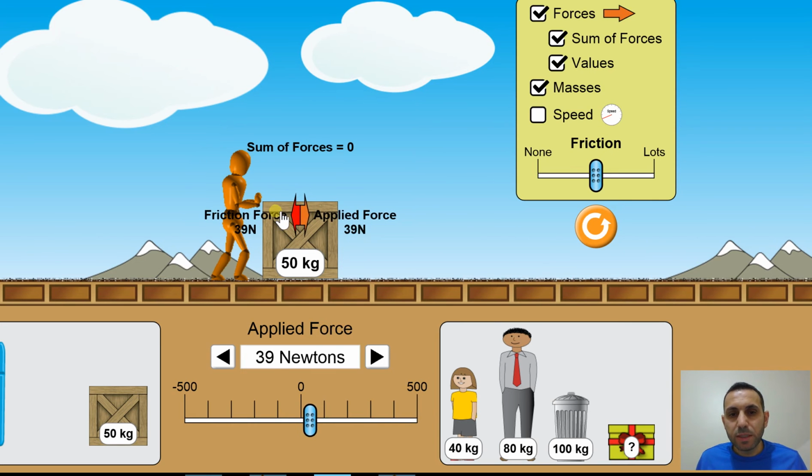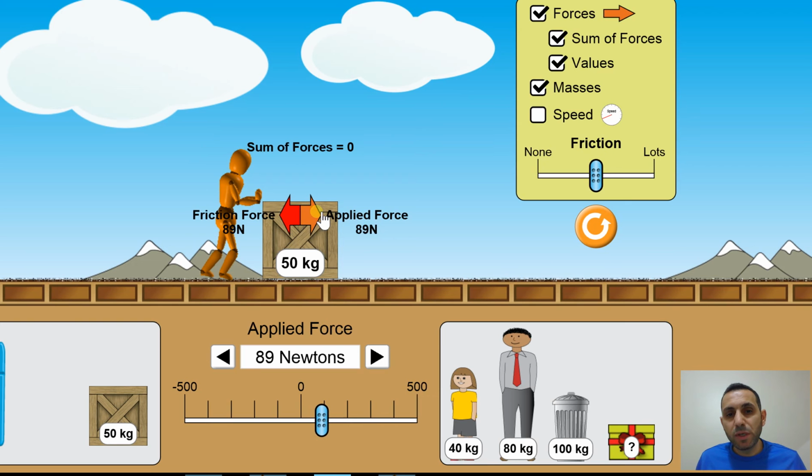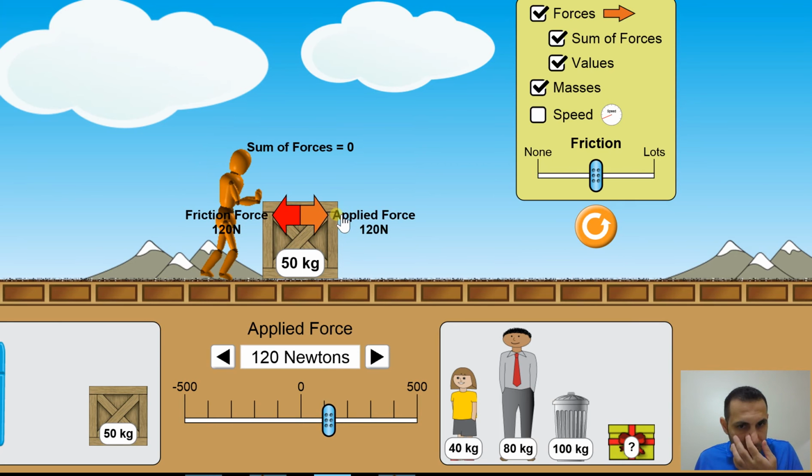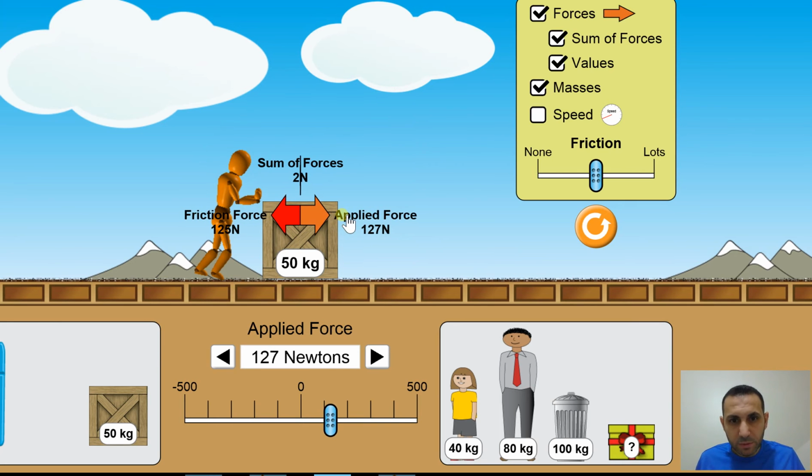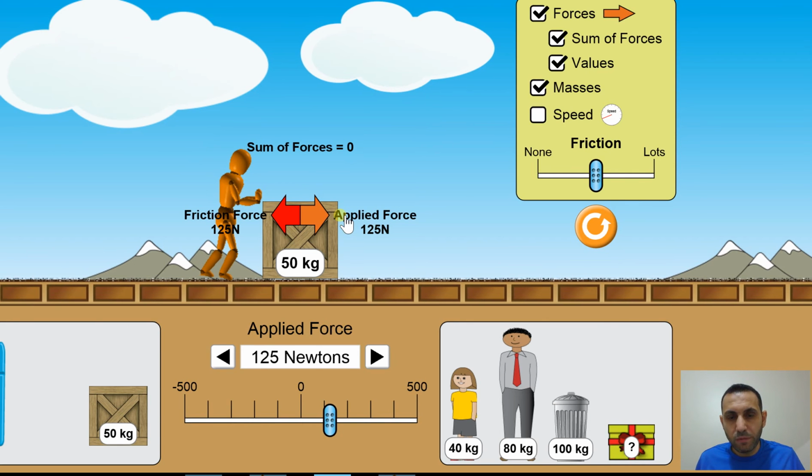So let's keep on increasing the applied force. Of course, the force of friction is increasing, but it will not keep on increasing forever. It will reach a certain maximum value. Let's see how much that maximum value is. Here we go. It's 125. At that point, we are still in a motionless situation.